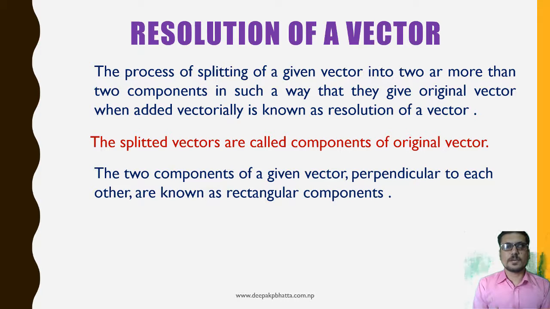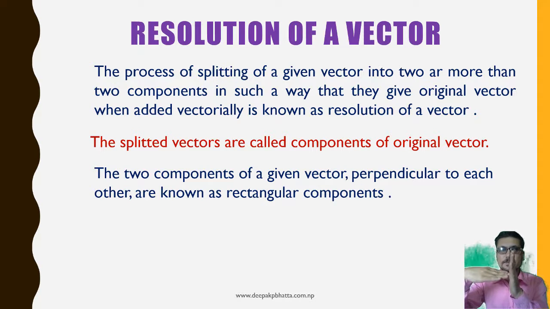The two components of a given vector are perpendicular to each other. If this is one vector and this is another vector, and the two vectors are perpendicular to each other, then these two vectors are called the rectangular components of the other vector, which lies just this way.